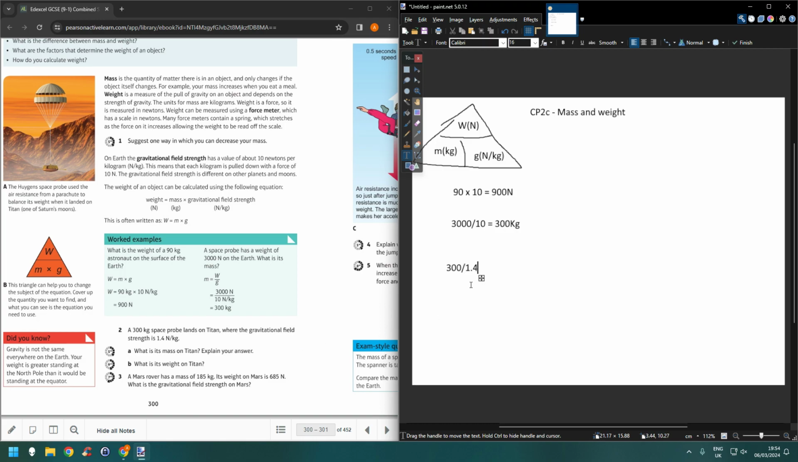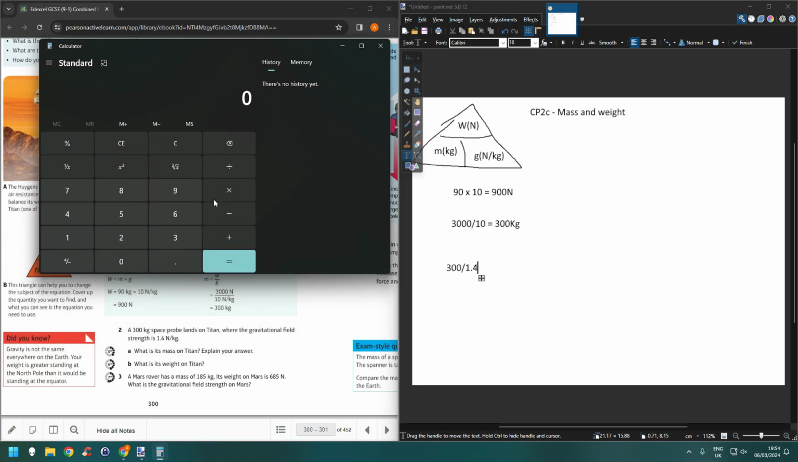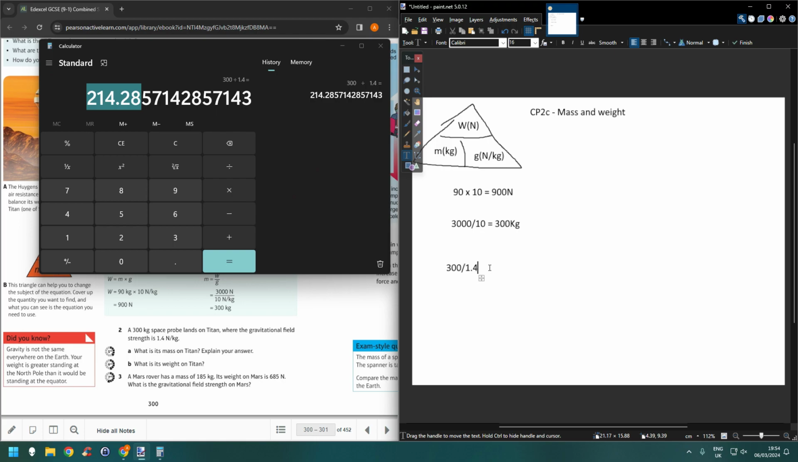Okay. And if I bring up the calculator again, we can see that 300 divided by 1.4 equals 214.28. We should always go to, if it doesn't specify the decimals, 2 decimal points. So we can say equals 214.28. And because we're finding mass, it's in kilograms, so the mass is 214.28 kilograms.